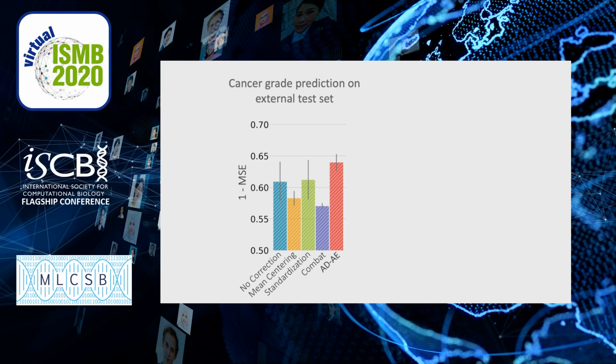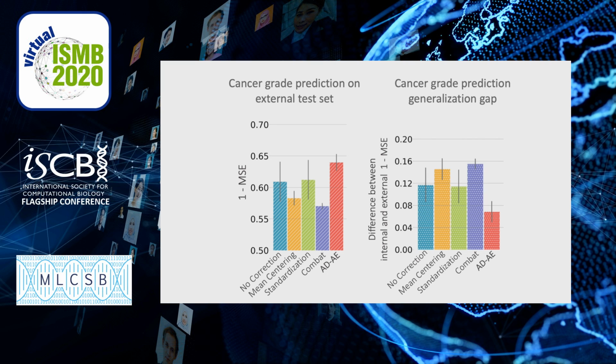But the more interesting result, in my opinion, is that we calculated the generalization gap, which is the distance between the internal and external test set performances. A high generalization gap means that the model performance declines sharply when transferred from an internal test set to an external test set. We observed that this generalization gap for cancer grade prediction is much smaller for ADAE, which tells us that when you transfer your model to an unseen dataset, you have a minimal performance decline, which is what we want from a robust embedding.